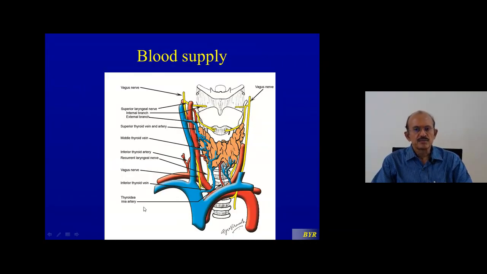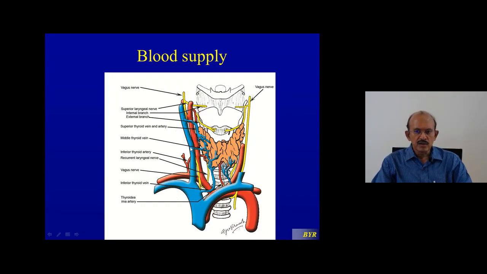Blood supply. You can see the thyroid gland here, the blood supply. This is the carotid artery, and this is the subclavian artery. The carotid artery divides into two branches at the upper border of the thyroid cartilage, into the external carotid artery and the internal carotid artery. Here you are not able to see the internal carotid artery because of the internal jugular vein. So the internal jugular vein is superimposed over the internal carotid artery here.